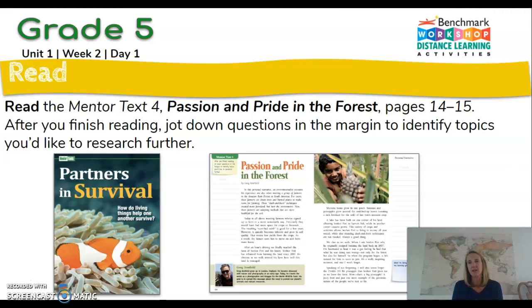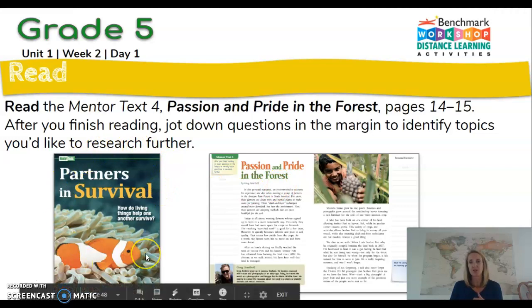a topic. The article that we're going to read today is called Passion and Pride in the Forest. It's in our same Partners in Survival mentor text, and it's on pages 14 through 15.